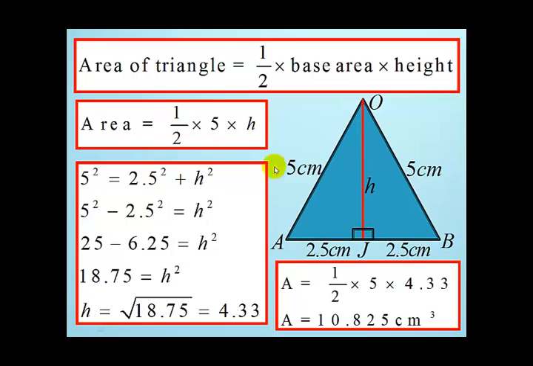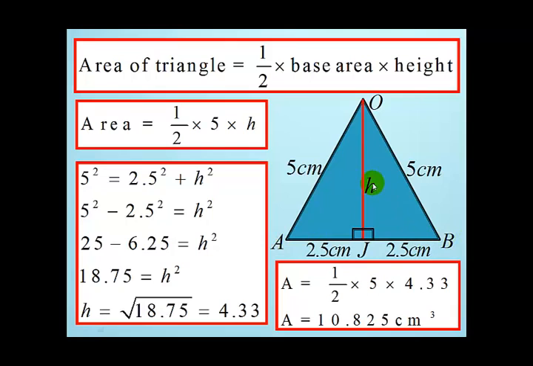So if the height is known, we now multiply by half times 5, and that will give us the area. But because the height is not known, it means we have to calculate for the height. And to calculate for the height, we have to draw a line from the vertex to the center of the line AB. And this is our height.